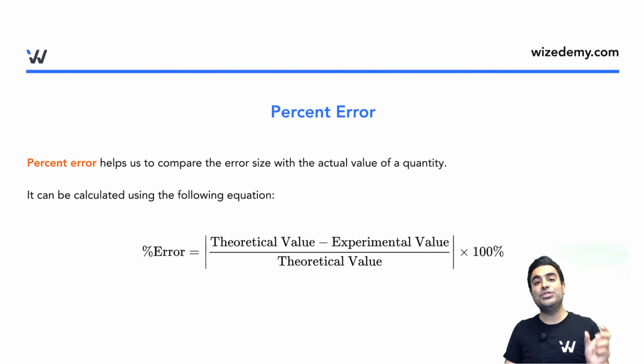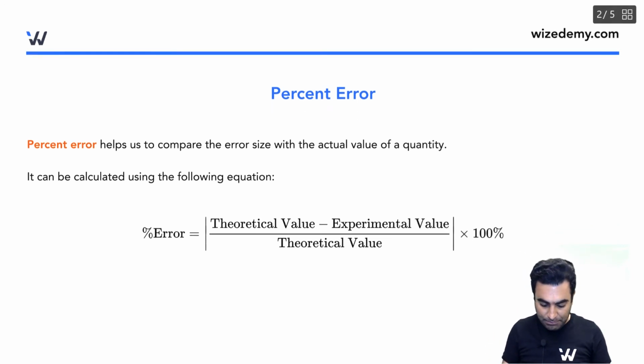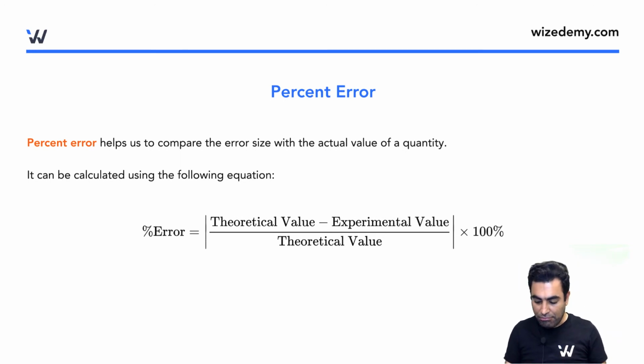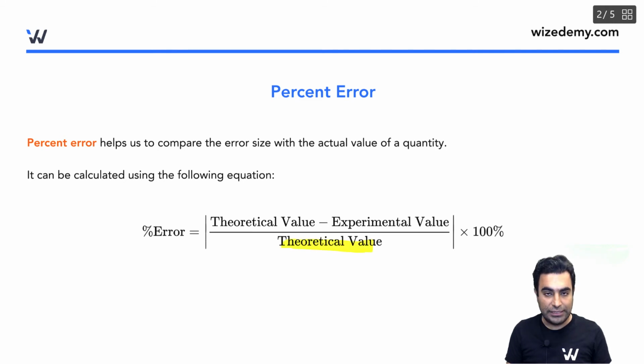As a result, we need to know how big the error is compared to the actual value of the quantity. Percent error gives us that sense. We can define percent error as theoretical value minus experimental value divided by the theoretical value.